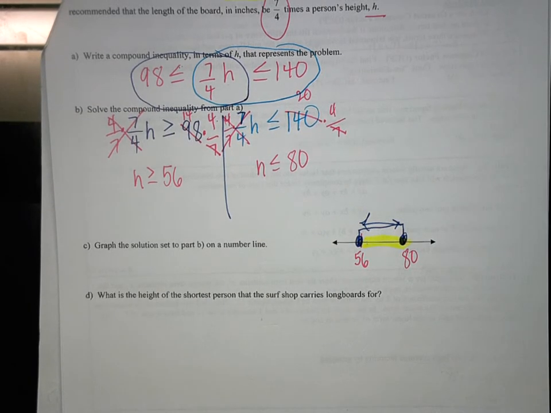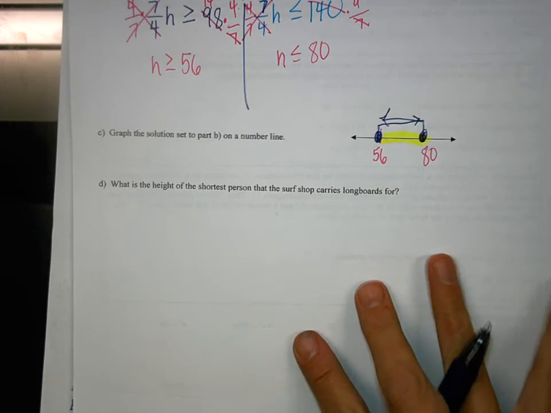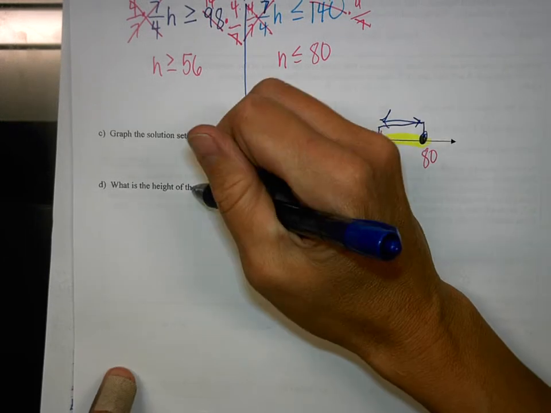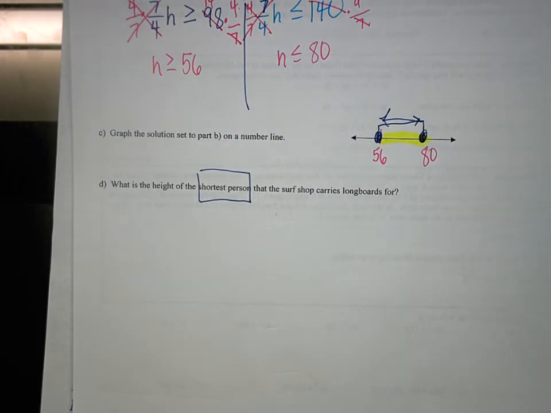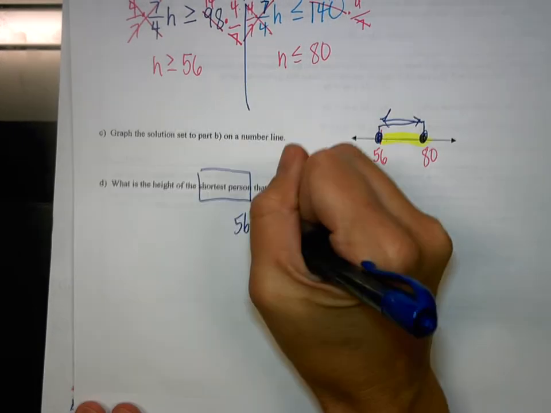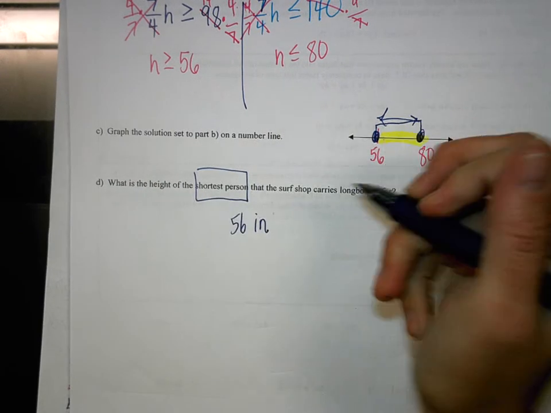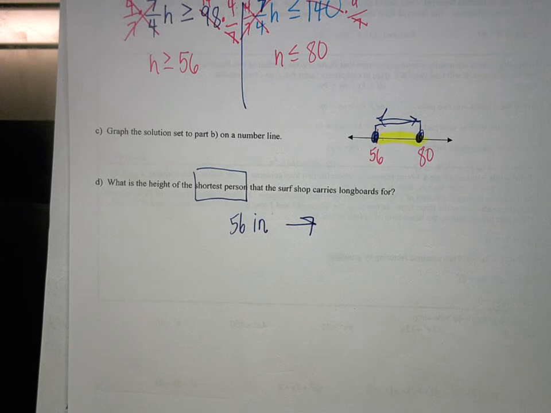Yes. Okay. So the question now is, what is the height of the shortest person that the surf shop carries longboards for? The correct answer is 56 inches. Okay? Now, do you guys normally say how tall you are in inches? No. Okay? So, how could I convert this into feet and inches?